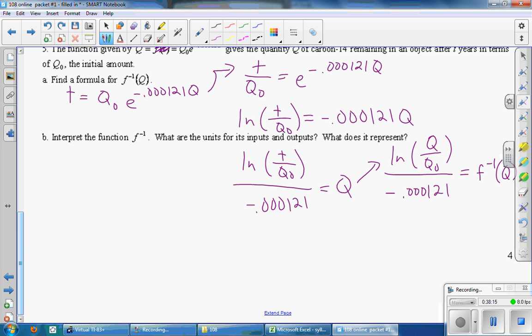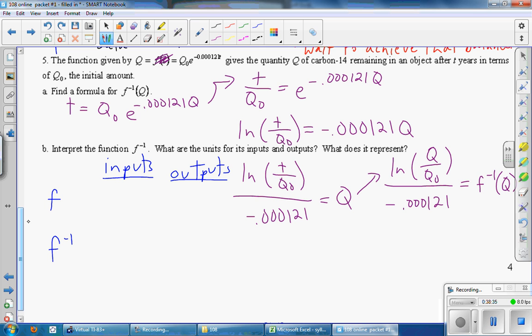Okay, part B is our standard question, and we'll begin with our standard way of writing inputs and outputs. And we'll begin with f, and we'll end with f inverse. Okay, so what's the input for the f function? It says up here, this function gives the quantity of carbon-14 remaining. So that's the output is the quantity of carbon-14 remaining after t years. So t years is the input, time is the input.